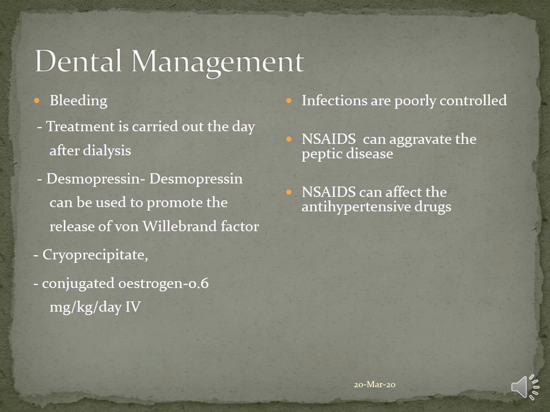You can use desmopressin, and you can use cryoprecipitate, and if the bleeding is not stopped, you can use conjugated estrogen. This conjugated estrogen can arrest the bleeding for a long time, but desmopressin and cryoprecipitate are handy, and you can use them for controlling the bleeding. The infections are poorly controlled, so we have to effectively cover with antibiotics, and then we have to be very, very careful in prescribing NSAIDs.